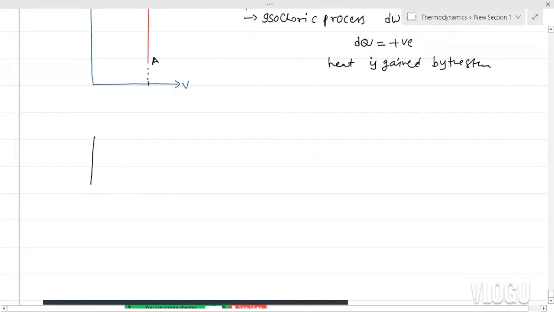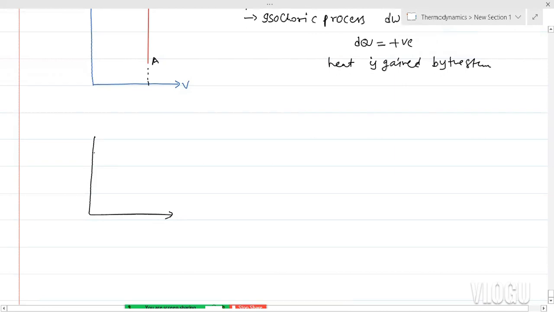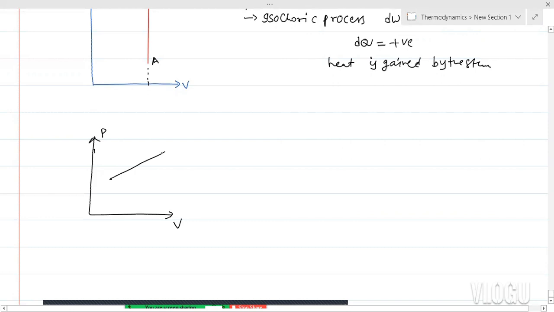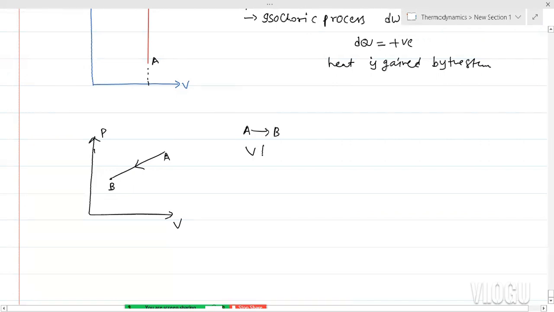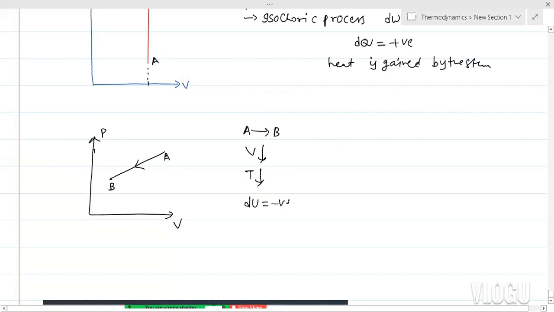For example, this is the PV graph. So we have a graph like this. This is A and this is B. The arrow mark is very important. We are discussing A to B. From A to B we will observe that the volume decreases. Volume decreases means temperature decreases. So when temperature decreases, dU is definitely negative. As V decreases, dV is also negative.